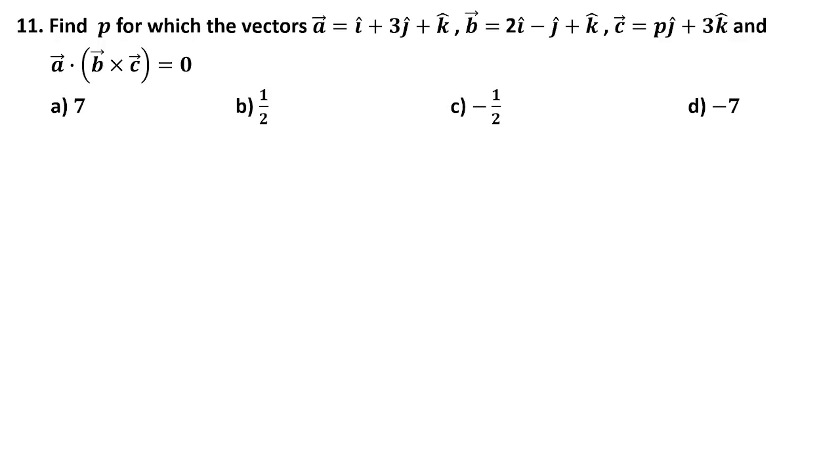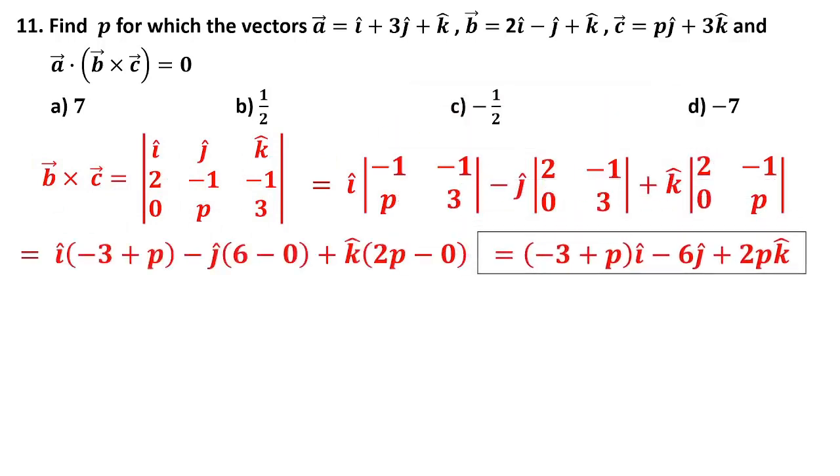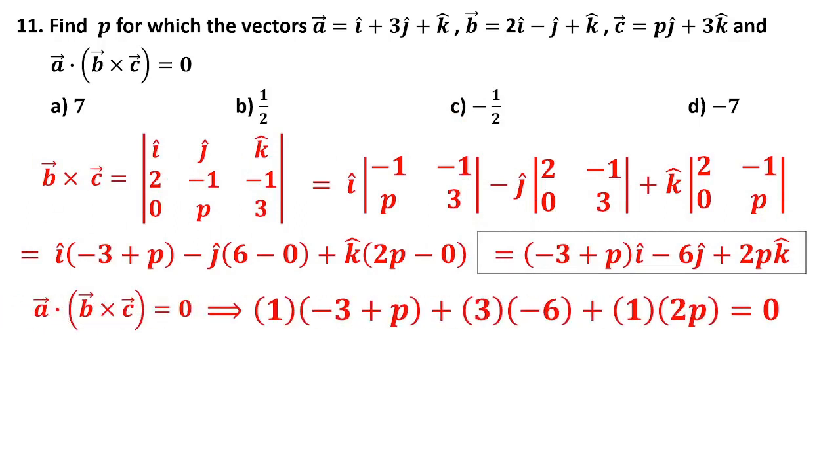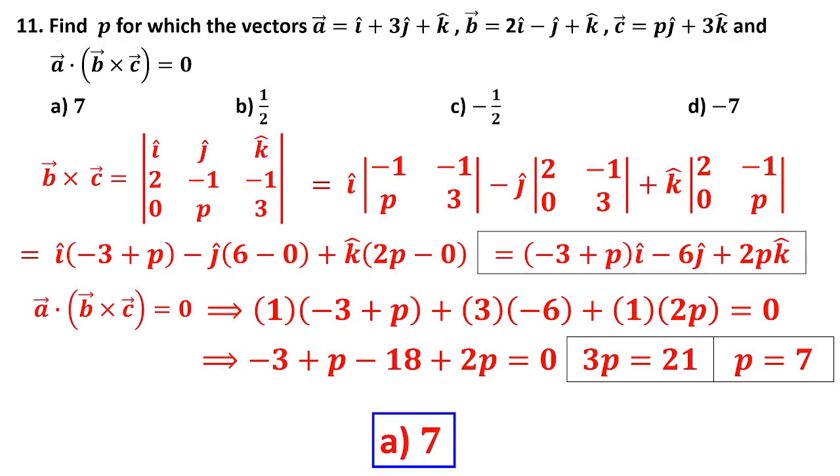Question number 11. Find P for which the given vectors satisfy A dot B cross C is equal to 0. Let us find B cross C, and B cross C is found, and A dot B cross C is 0. So that is also found, and the final answer is P is equal to 7. Very simple problem, but B cross C should be found quickly by you. The answer is option A, 7.